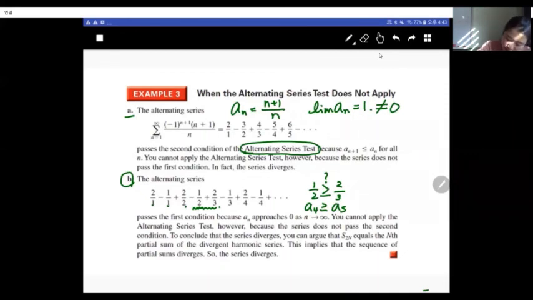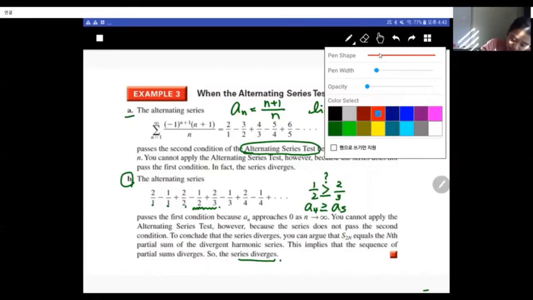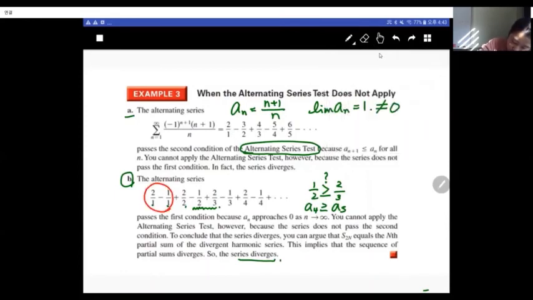This series actually diverges, because if you look at two terms each, then what I get is 1, 1/2, 1/3, 1/4, so that's the harmonic series, right? So that diverges.